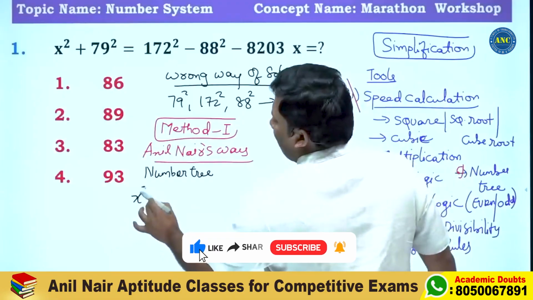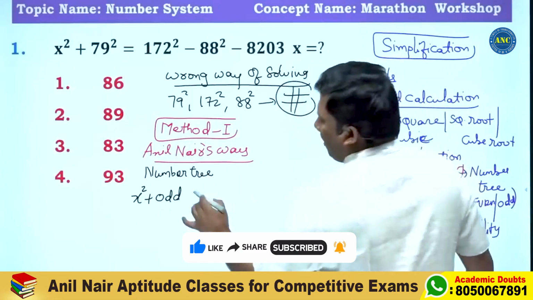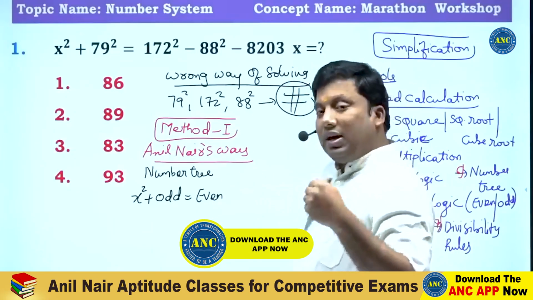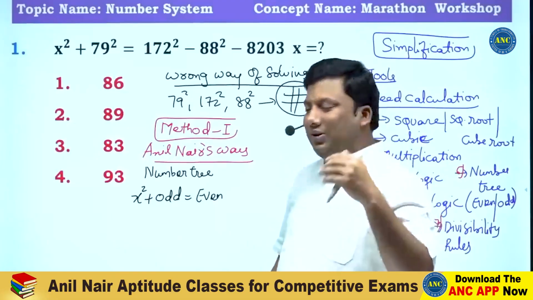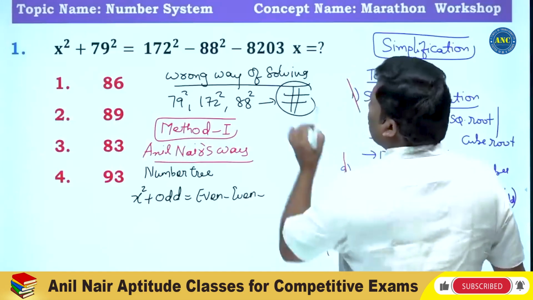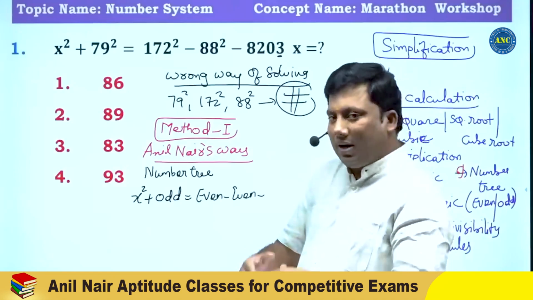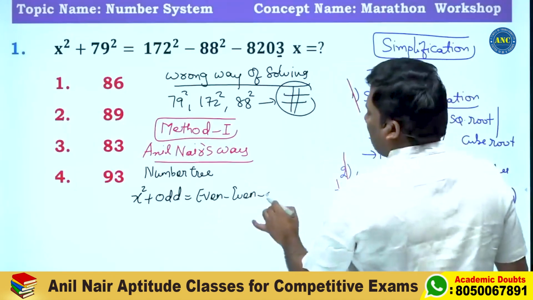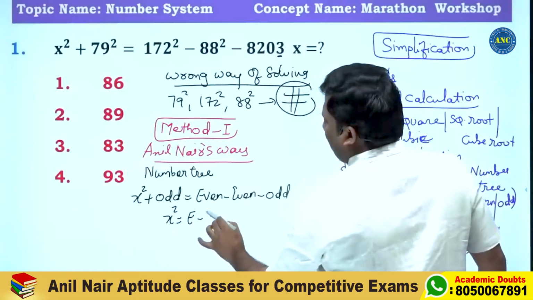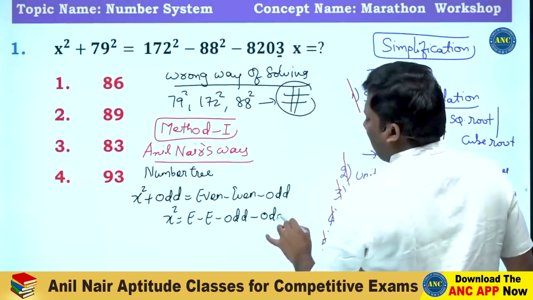X square, 79 is an odd number. Odd number squared is an odd number. 172 is an even number. Even number squared, even into even, is even. Minus 88, it is even. 8203, the unit digit is odd, so the number is an odd number. So x square is equivalent to even minus odd. Odd comes to the right hand side, it will become minus odd.